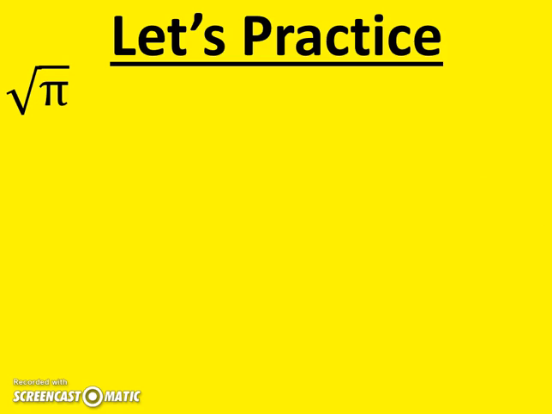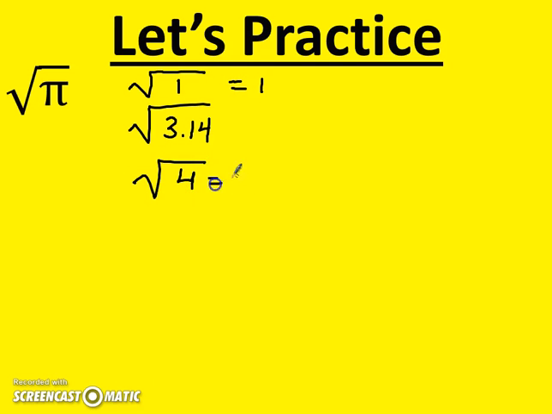Let's look at another example. In this example we want to take the square root of pi. Remember, pi is 3.14, so we need to figure out what the square root of 3.14 is between. What's between the square root of 1, which is 1, and the square root of 4, which is 2. So the square root of 3.14 must be 1 point something.